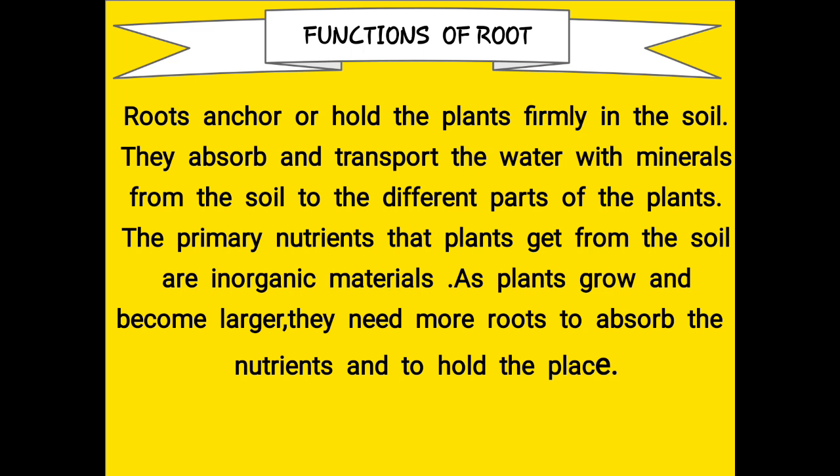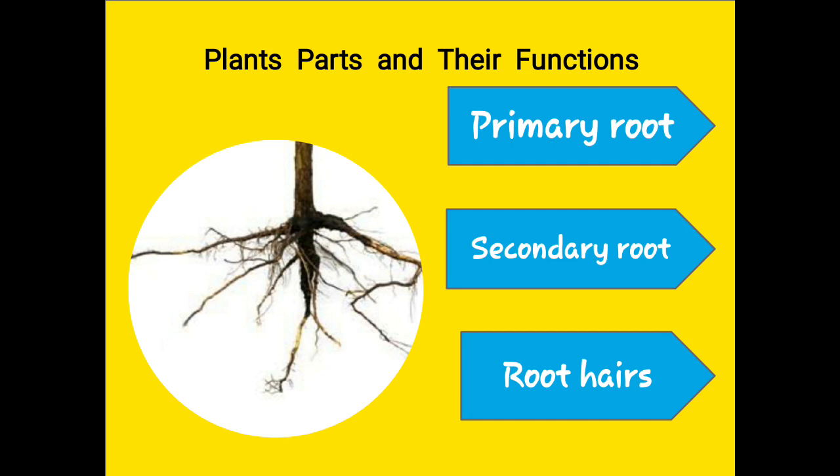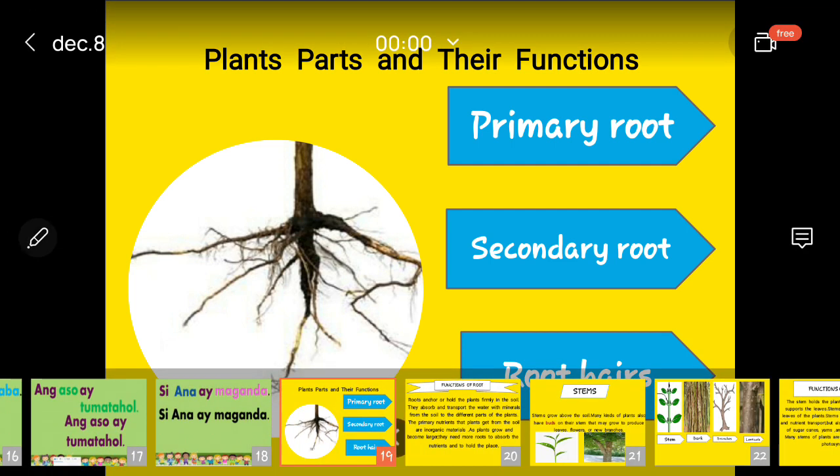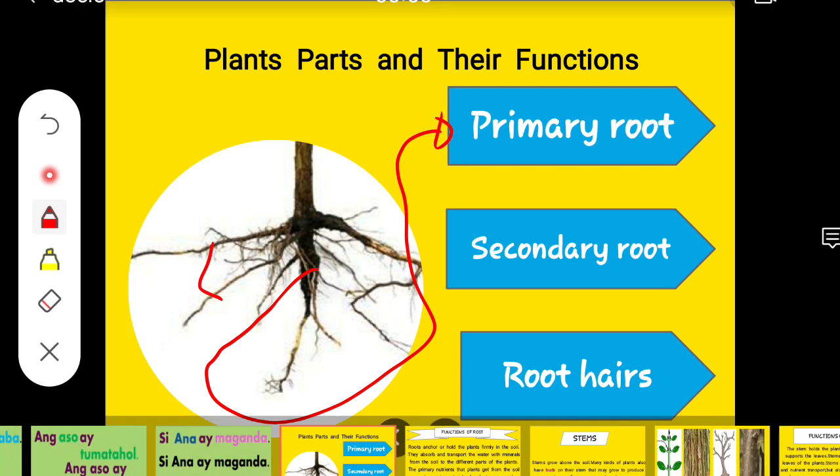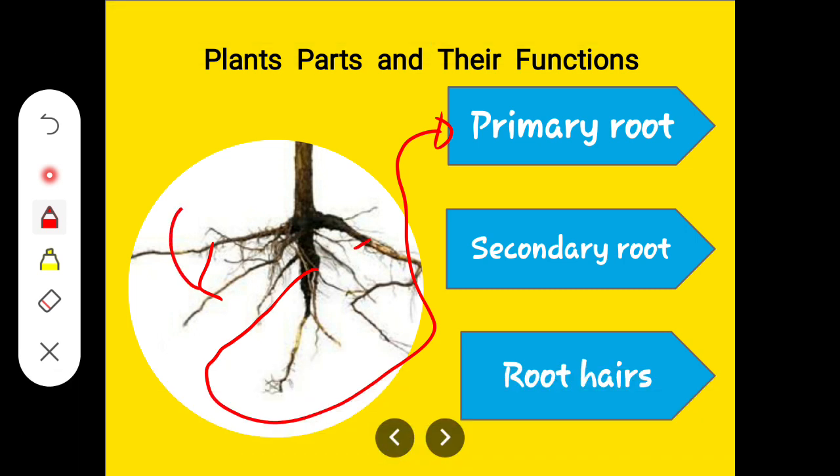So there are three parts of a root. The primary root, secondary root, and the root hair. So the primary root is this. This is the primary root. And the secondary root, that is the secondary root.